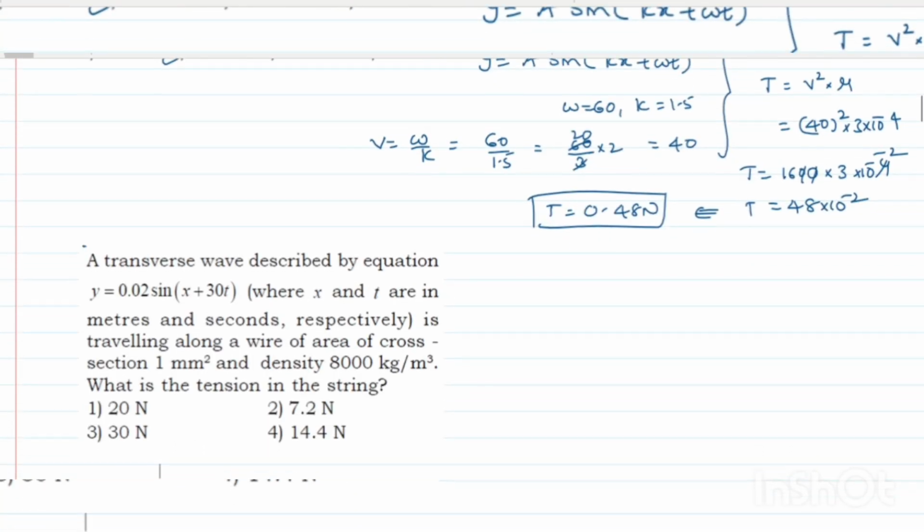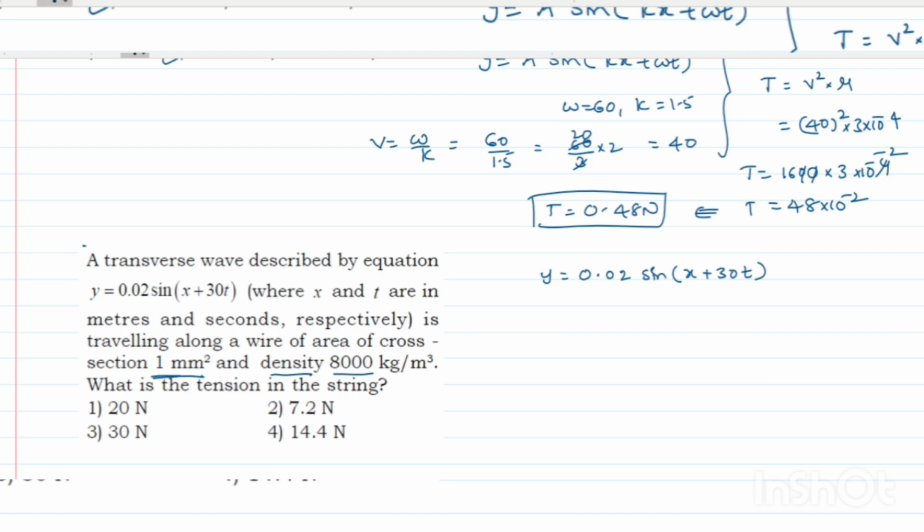Let us see the next question. The next question says a transverse wave described by the equation y equals 0.02 sine (x plus 30t), where x and t are in meters and seconds, is traveling along a wire of area of cross section 1 millimeter square. The density is given as 8000 kg per meter cube. What is the tension in the string they are asking.